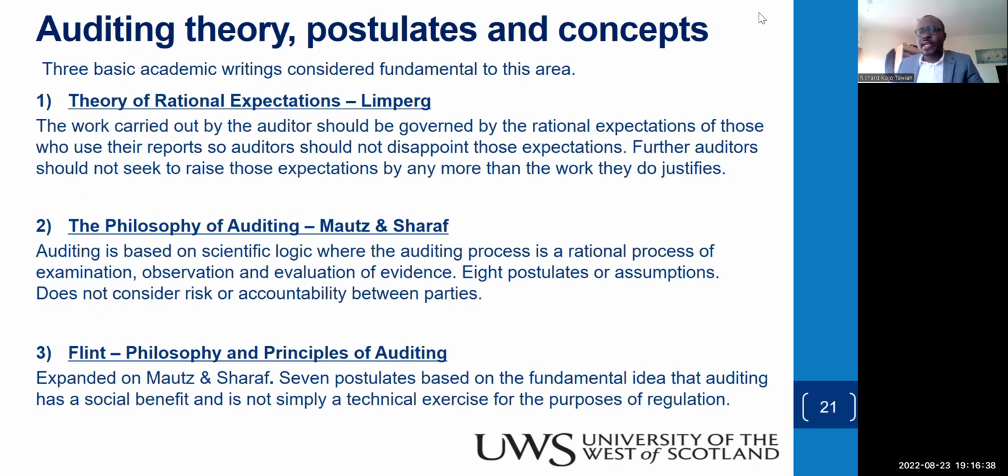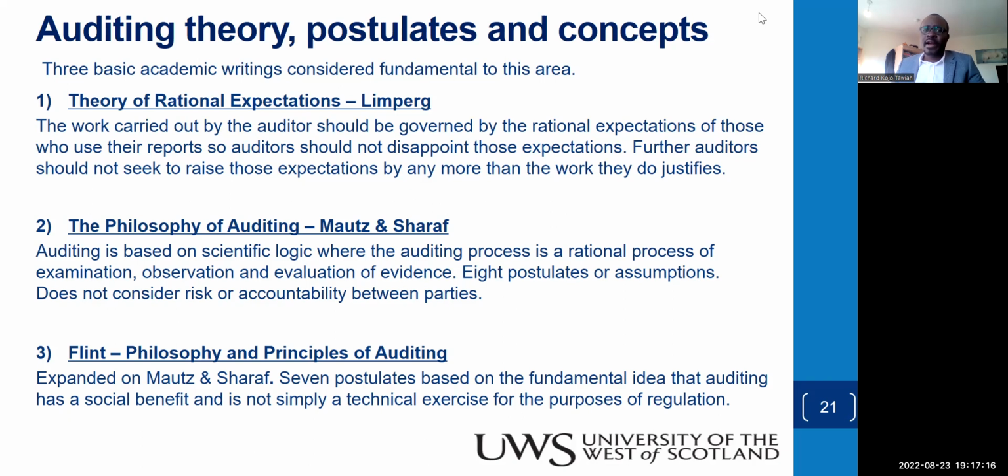There are some theories, postulates and concepts. When I talk of postulates, I'm talking of assumptions, okay? I'm looking at the time and I want to give you a hint on where to read these theories. When you take the core text, I would advise you to look at pages 13 and 14, okay? We have the theory of rational expectation. It used to be called the theory of inspired confidence, and it was proposed in 1932 by Professor Theodore Limperg. This is the concept of the expectation gap.